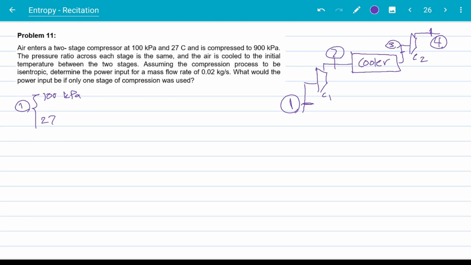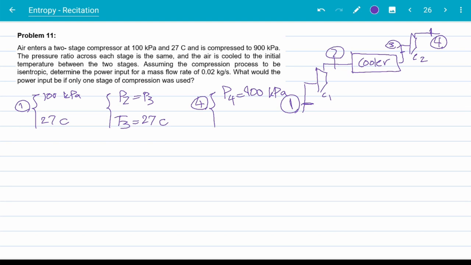We know that coolers are constant pressure devices. There is no pressure drop. So P2 is equal to P3. We also know that the temperature at the entrance of the second stage of the compressor is again 27 degrees. And we know that finally, at the exit of the compressor, the final pressure is 900 kilopascals. Okay, so this is everything that we know.